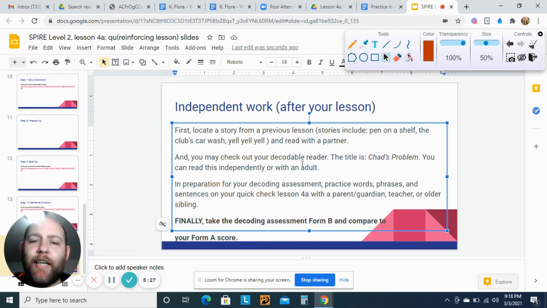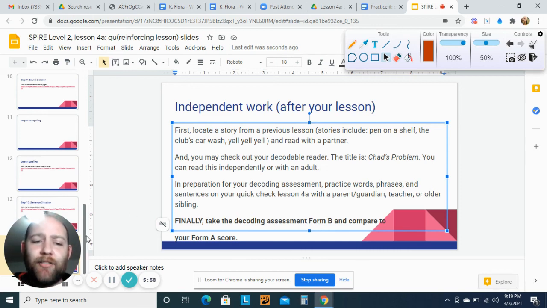You can also check out your decodable reader. It's called Chad's Problem. You can read this independently or with an adult. All right. In preparation for your decoding assessment, practice words, phrases, and sentences on your quick check lesson 4A. You can do this with a parent or guardian, a teacher, or an older sibling. I would consider this the evidence because you want to get 80% or higher on this as well. And lastly, I want you to take the Form B decoding assessment and then compare that to your Form A score. Have you grown? I hope you did.